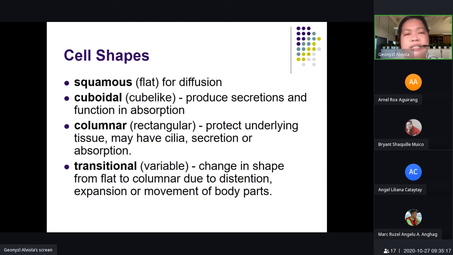Okay. Another category to classify epithelial cells is based on cell shape. We have squamous, the flat one. We have the box type, or cuboidal in shape. We have the long rectangular shape, the columnar. And for the shifting of shapes from flat to cuboidal, we have transitional. So these are the four shapes of the epithelial cells.